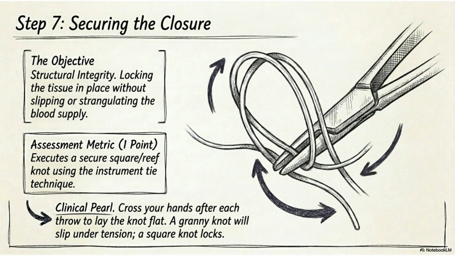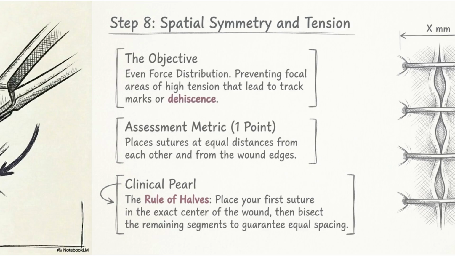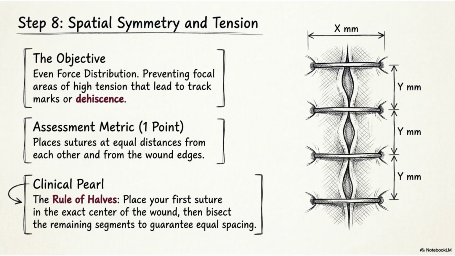Step 7 is securing the closure to ensure structural integrity. Execute a secure square or reef knot using the instrument tie technique. This locks the tissue without slipping or strangulating the blood supply. Cross your hands after each throw to lay the knot flat. A square knot locks.